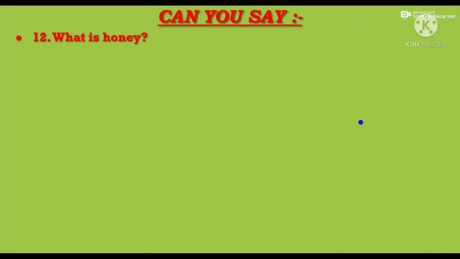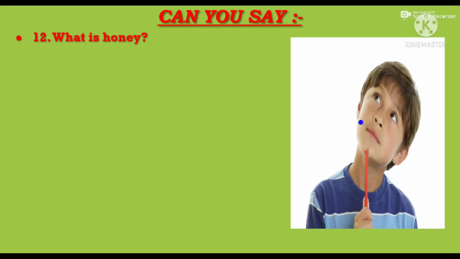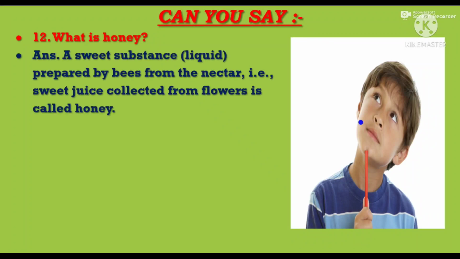Next question, what is honey? Can you say what is honey? Yes, a sweet substance, a liquid substance prepared by bees from the nectar, that is sweet juice collected from flowers, is called honey. So bees collect a sweet juice called nectar from flowers and convert it into a sweet liquid substance called honey, and they store honey in their hives. When they store honey in their hives, the hive is called honeycomb, and we get honey from the honeycomb.